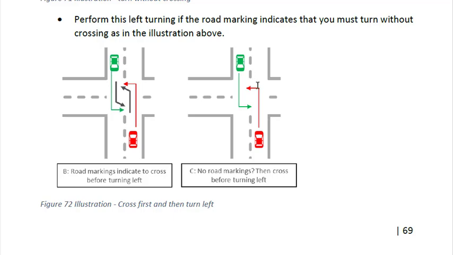You're not allowed to follow the first scenario where you turn without crossing, right? So this has to be first cross and then turn left. If the road marking says, do it. If the road marking doesn't say, even then do the same thing. But if the road marking says, like in the first case, do not cross but turn left, then you follow that.